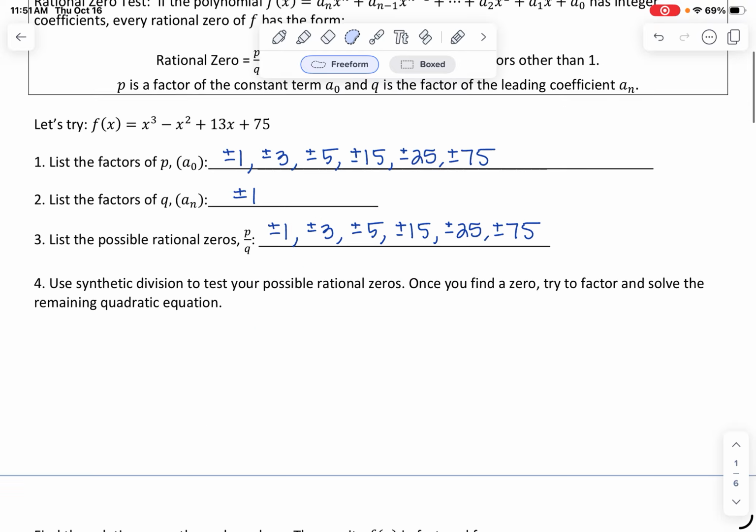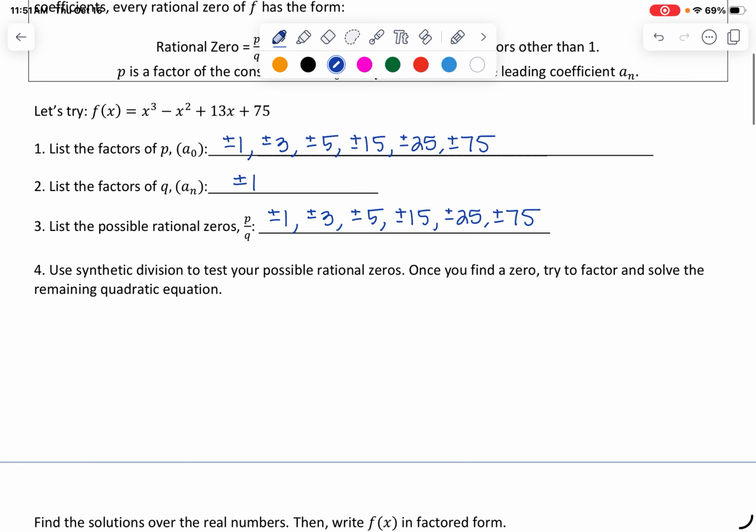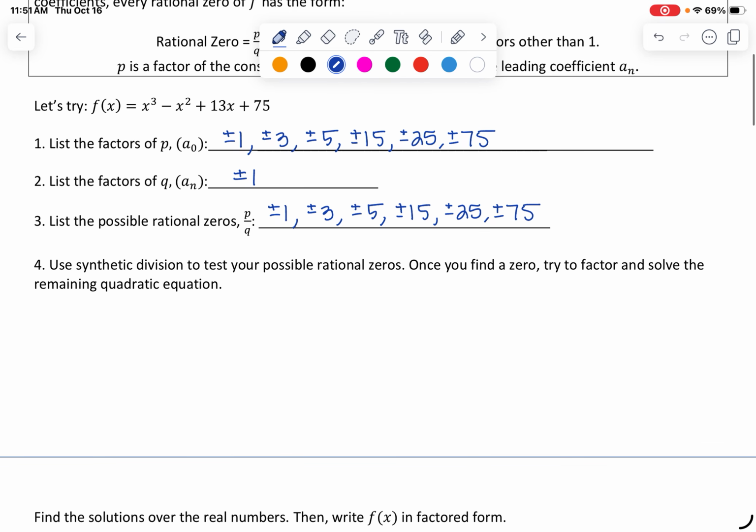Okay. All right, so now we're going to use synthetic division to test to see if these are zeros. I'm going to first look and see that I have cube, square, first power, constant, so nothing's being skipped, and then I will write that. So 1, negative 1, 13, and 75.